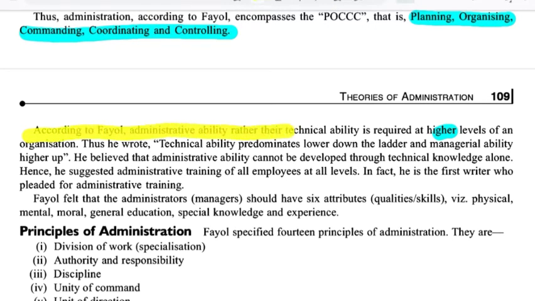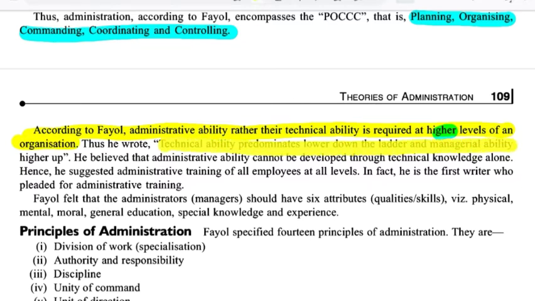According to Fayol, administrative ability rather than technical ability is required at the higher level of an organization. Thus, he wrote that technical ability predominates the lower down the ladder and managerial ability higher up. Suppose a person who does not have technical ability can be placed as a manager at a higher level in the organization, but a person who only has technical ability cannot be posted at the higher level, because at higher level we need managerial ability, not technical ability.